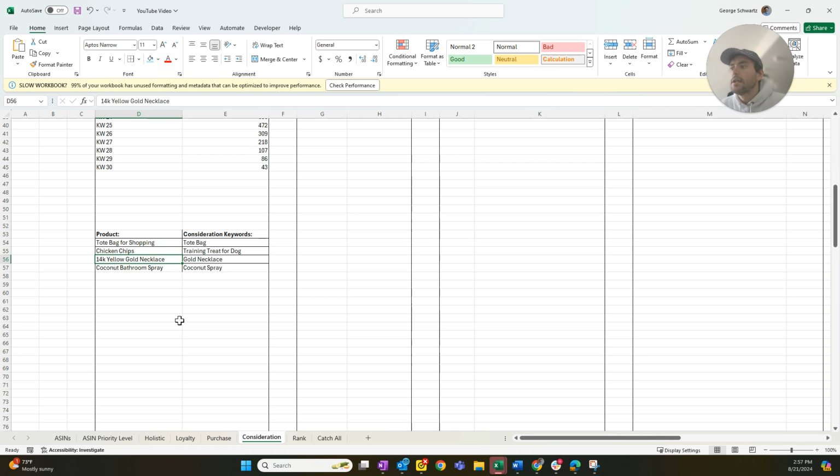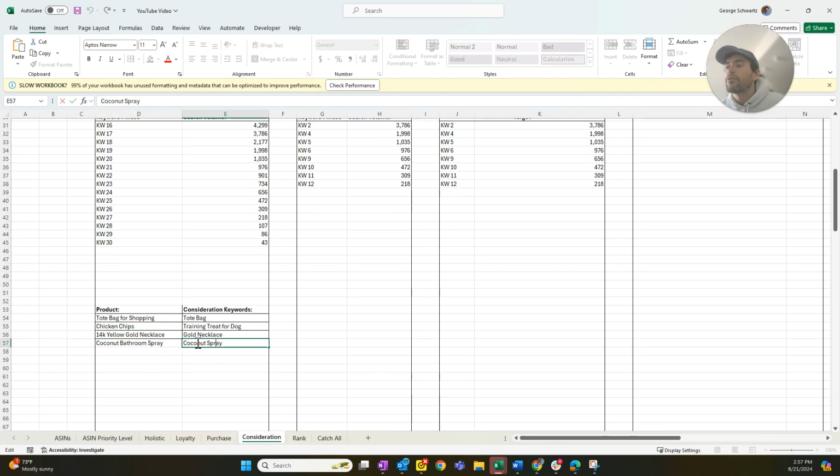Next up, coconut bathroom spray. That could just be coconut spray. Those people could be using coconut spray for a lot of different things in their bathroom, but they do want what is in essence our product, and we're just broadening out the market. This could also be like fragrance spray for home, right? It's going to get a little bit of a lower return, but those shoppers could buy from us.